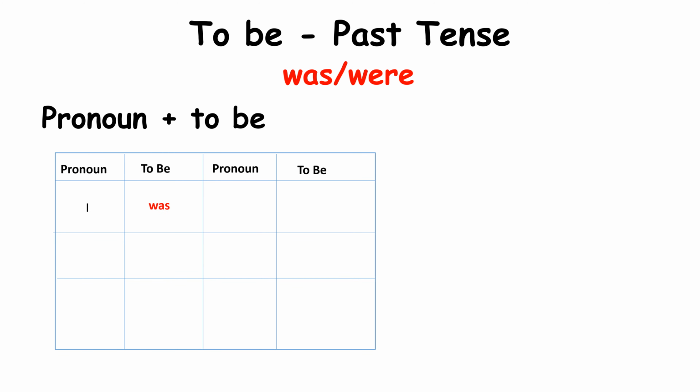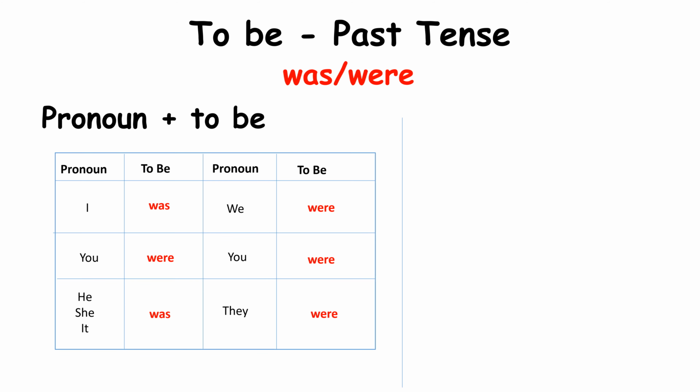When the subject is I, to be becomes was. When the subject is you, to be becomes were. When the subject is he, she, it, to be becomes was. When the subject is we, to be becomes were. When the subject is you in the plural form, to be once again becomes were. And when the subject is they, to be becomes were.